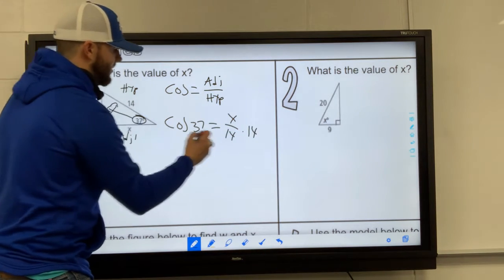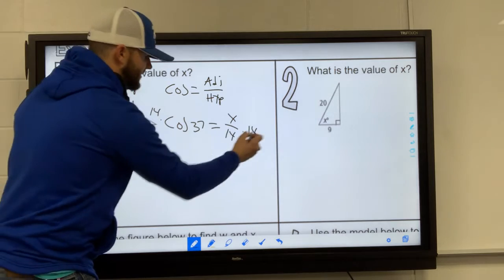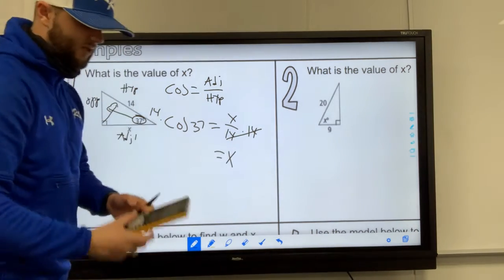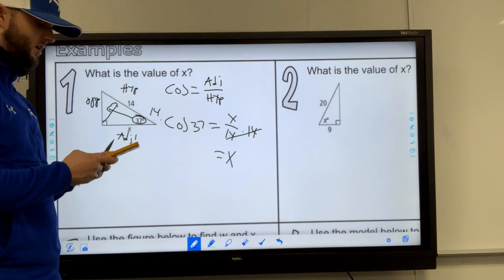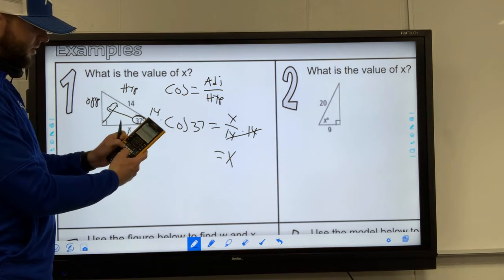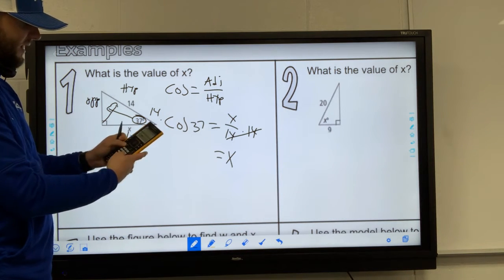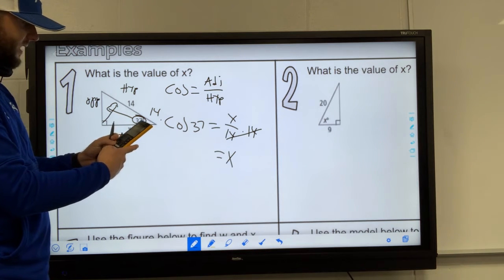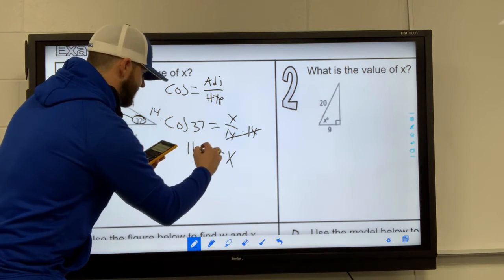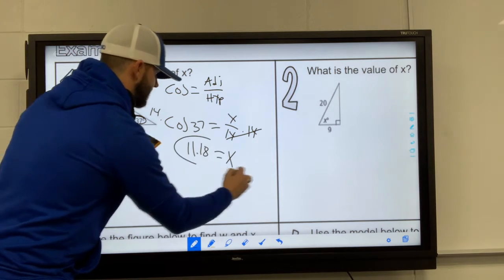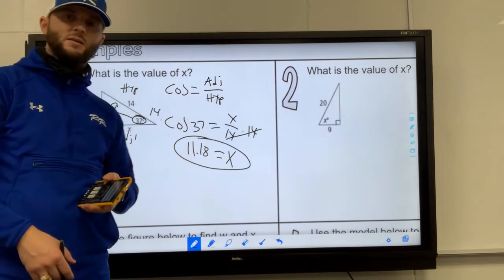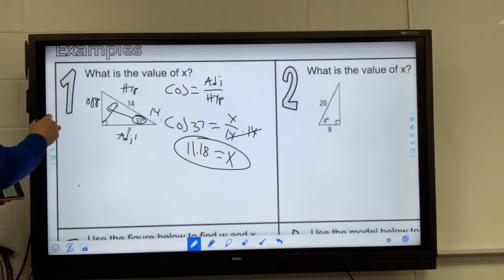So that means I'm going to multiply by 14 on both sides to get x by itself. And now in your calculator, all you have to do is 14 times the cosine of 37. So again, 14 times, and then I'm going to click trig. I'm going to go to cosine. And then I'm going to type in 37. And whenever I click enter, x is going to be equal to 11.18. So ladies and gentlemen, your value of x would end up being 11.18. Okay? So let's jump on to example number 2.